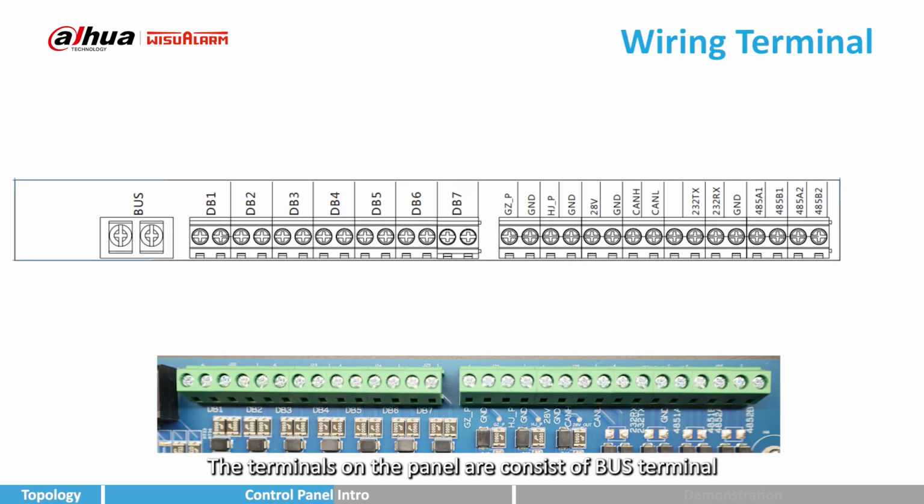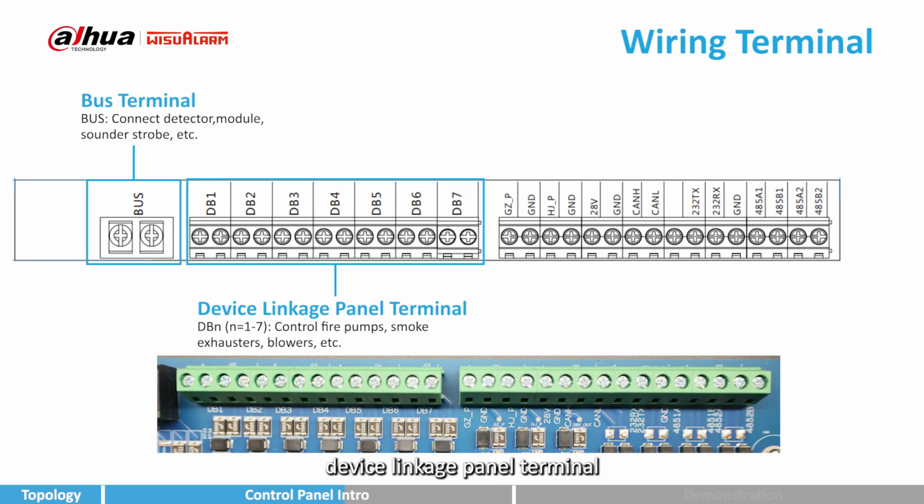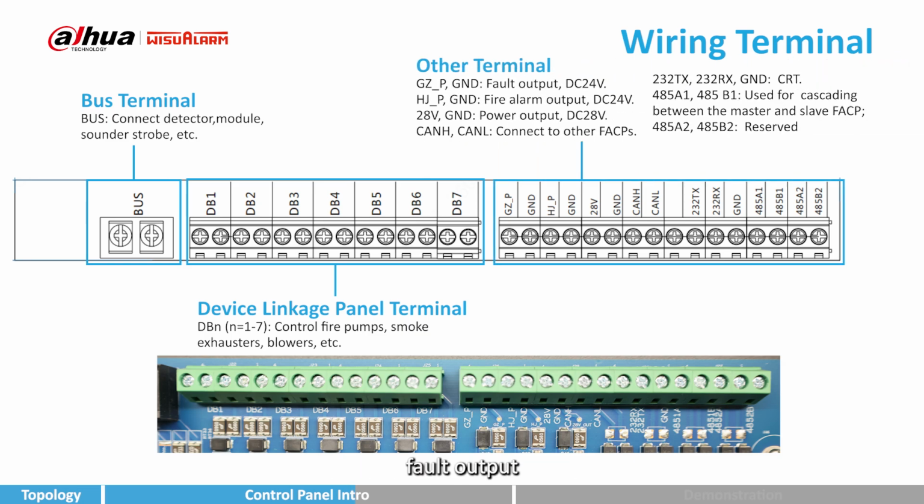The terminals on the panel consist of bus terminal, device linkage panel terminal, fault output, alarm output, power output, reserved CAN, and other terminals.